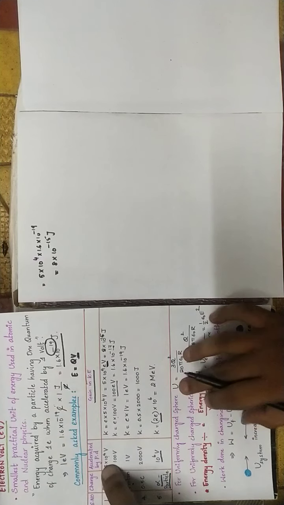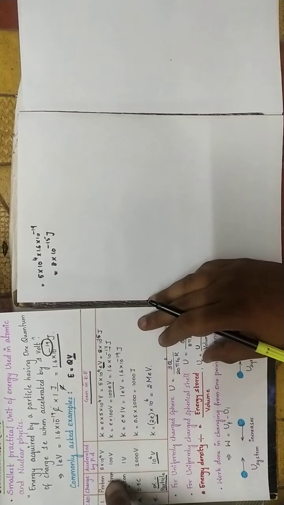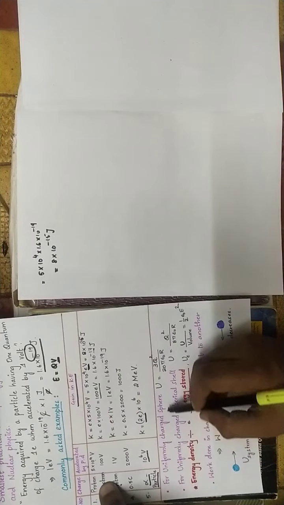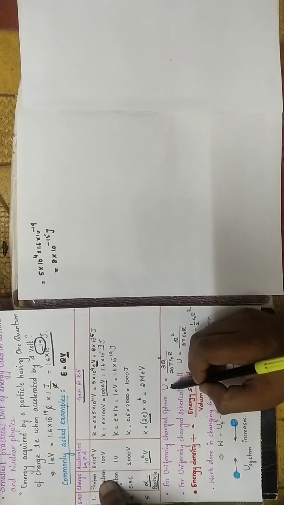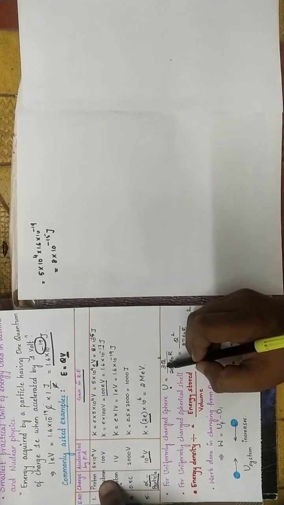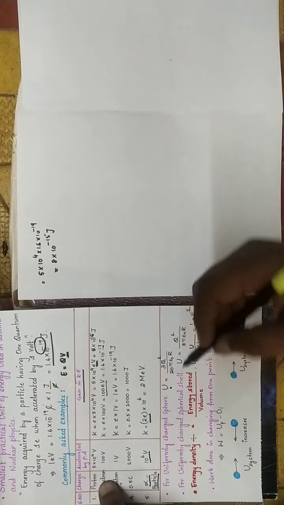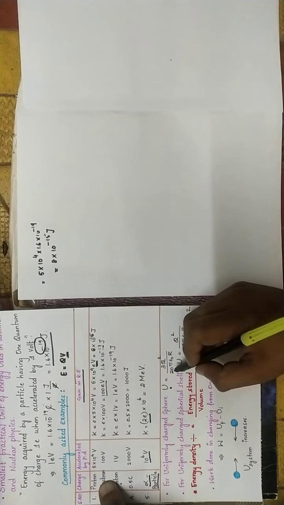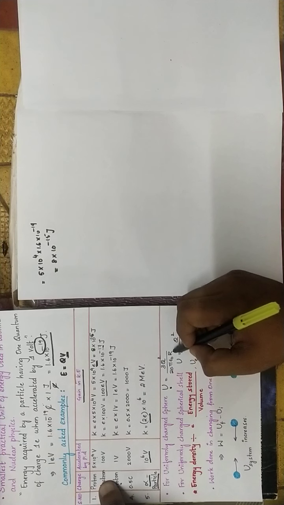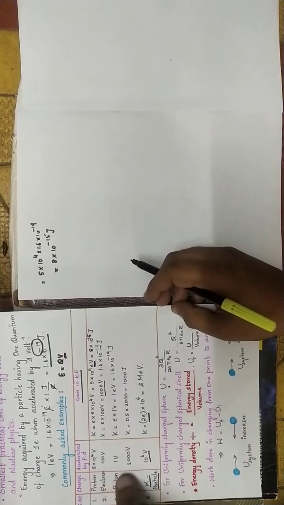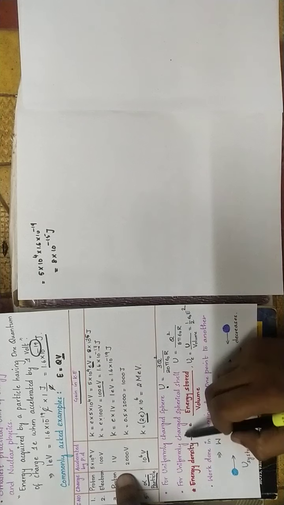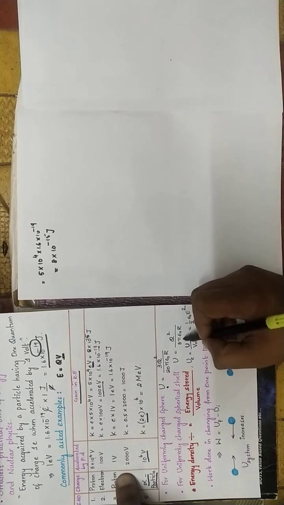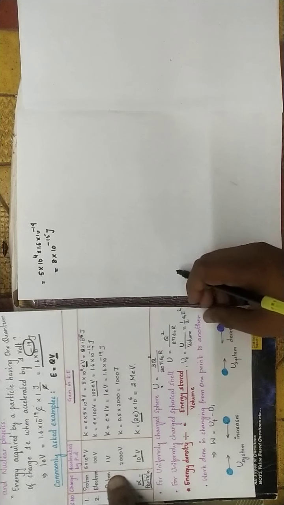Okay students, next I have some important formulas. For a uniformly charged sphere, what is the potential energy? U is equal to 3 times q square, where q is the charge on the surface, divided by 20 pi epsilon naught r, where r is the radius of the sphere. For a uniformly charged spherical shell, U equals q square by 8 pi epsilon naught r.